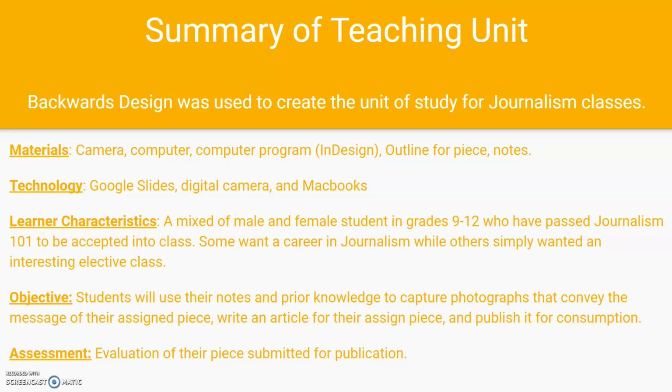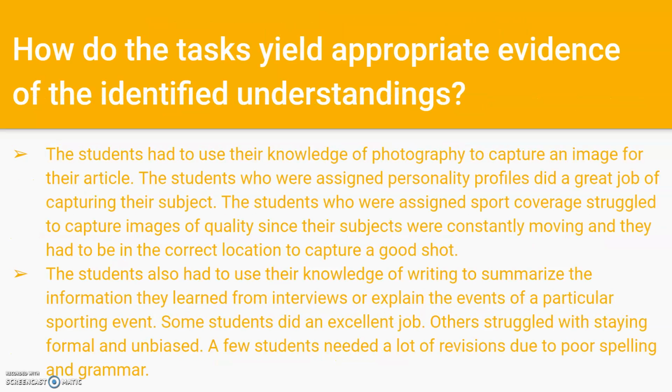Learner characteristics. It's a mix of male and female students in grades 9 through 12 who have passed Journalism 101, and they either want to have a career in journalism or they simply wanted an elective that was interesting. The objective of the unit was that students would use their notes and prior knowledge to capture photographs that convey the message of their assigned piece, write an article for their assigned piece, and publish it for consumption. Assessment, evaluation of their pieces submitted for publication.